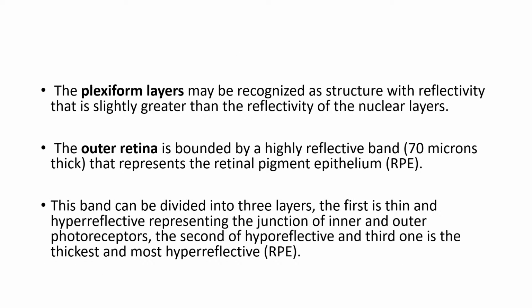The four plexiform layers may be recognized as structures with reflectivity slightly greater than the reflectivity of the nuclear layers. The outer retina is bounded by a highly reflective band that represents the retinal pigment epithelium. This band can be divided into three layers. The first is thin and hyperreflective, representing the junction of inner and outer photoreceptors. The second is hyperreflective, and the third one is the thickest and most hyperreflective.